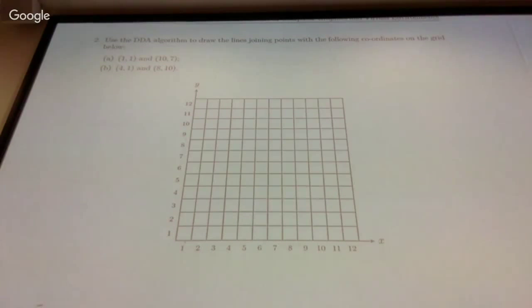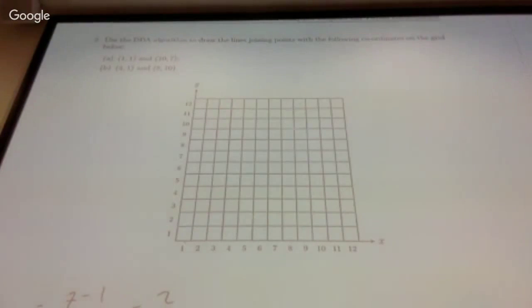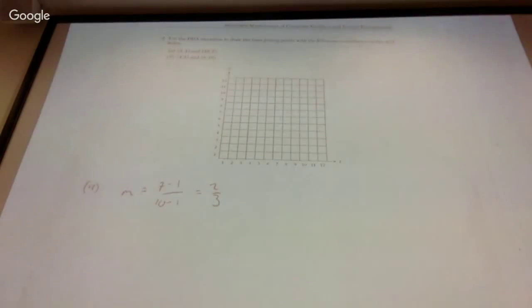So what's the gradient of that line? Anyone? Gradient of the line between 2 points. What's the difference in the y-coordinate? 6. What's the difference in the x-coordinate? 9. So the gradient is 2/3, thank you. Okay, first thing we do is calculate what your gradient is.